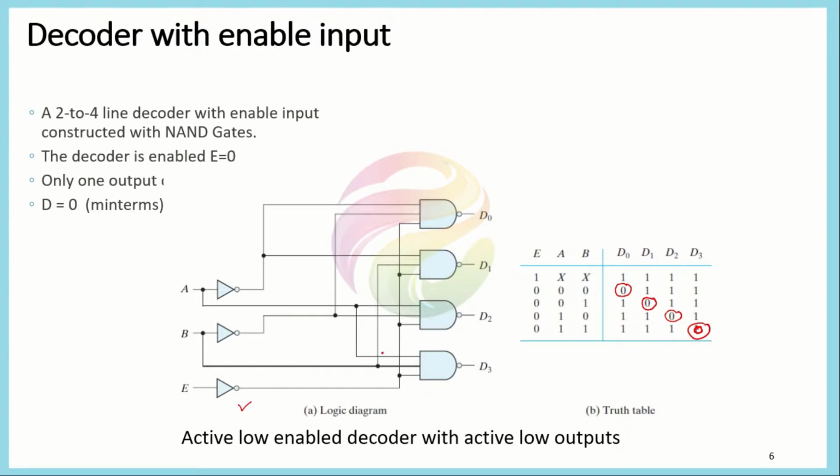And what we have done is not just added the enable input, but we have also converted this system into a NAND gate representation. In the NAND gate representation, the output of the selected line will be represented by a 0 instead of a 1, and the remaining bits would be equal to 1.